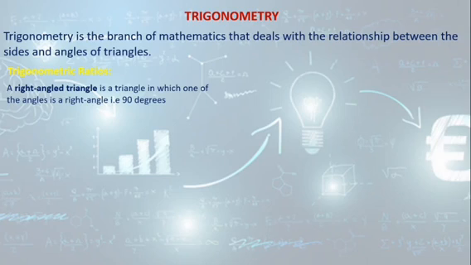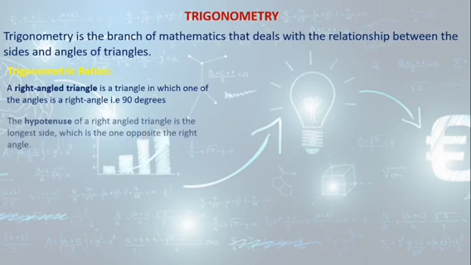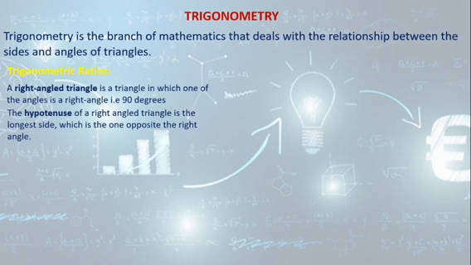Now, there are 3 sides to a right angle triangle, as there are to every other triangle. Every triangle has 3 sides, but for a right angle triangle, there are specific names given to each of the sides, which is very important in calculation. So the first side that I'm going to talk about is what is called the hypotenuse side of the right angle triangle. And the hypotenuse side is the side which is opposite the right angle. It's usually the longest side of the right angle triangle.